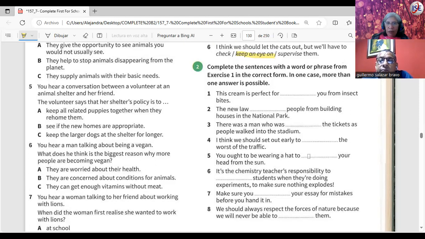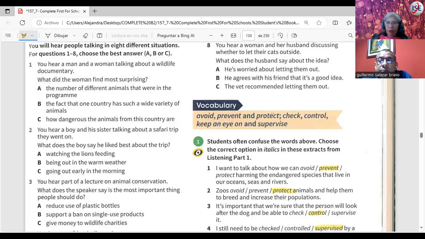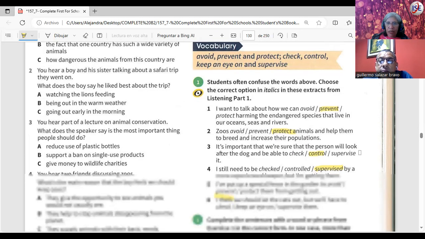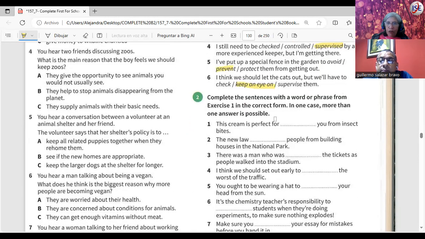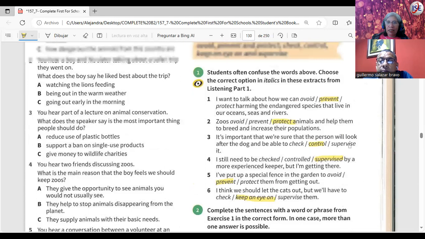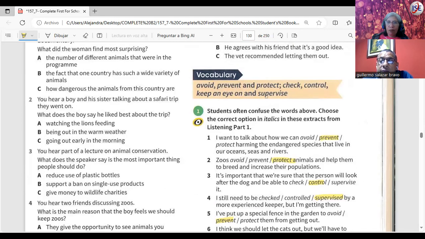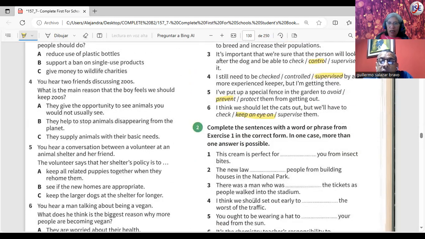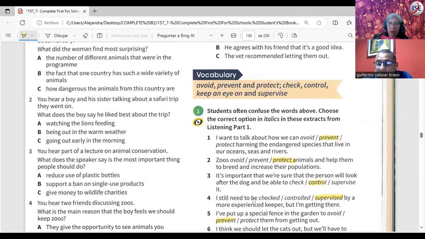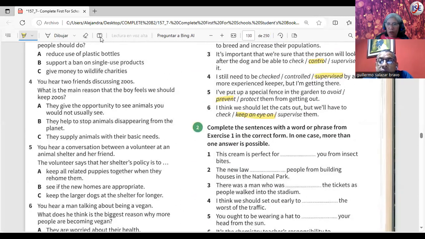Okay, so we have the same options: avoid, prevent, protect, check, control, keep an eye on, and supervise. For this: This cream is perfect for you from insect bites. Avoid, prevent, protect, check, control, keep an eye on, or supervise. More than one answer is possible. Protecting. Protecting you, no other option. Protecting you from insect bites.